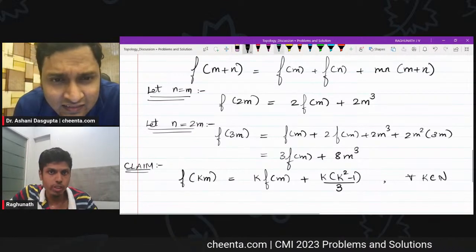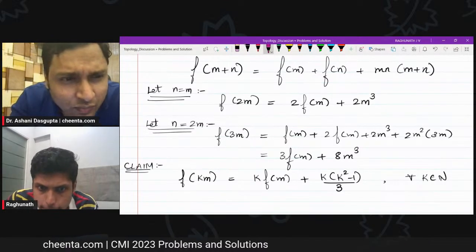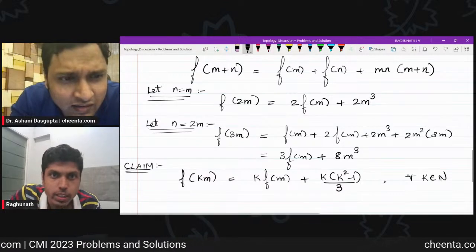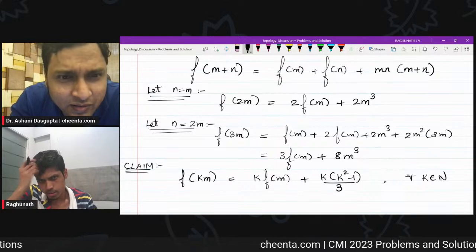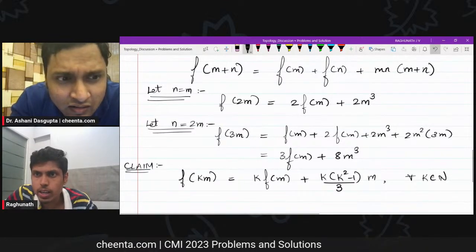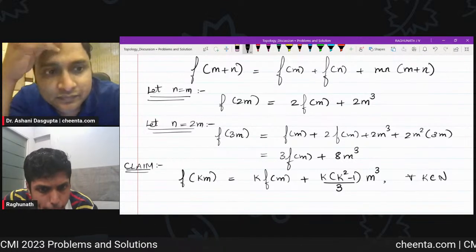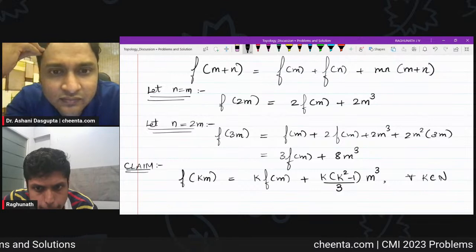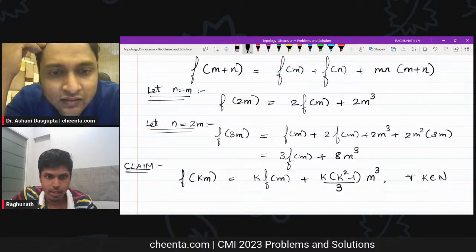We have to prove this. There should be a km cube there, or what? In the claim, k into k square minus 1 by 3 times something. Yeah, this should be m cube. That's correct. This should be m cube.